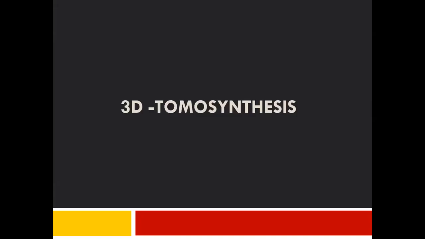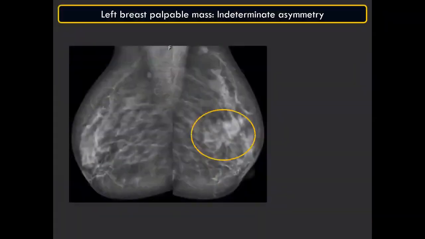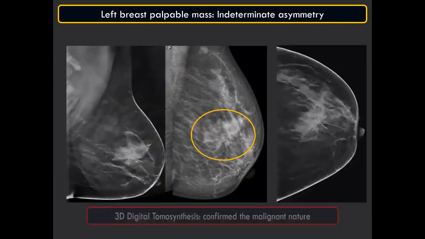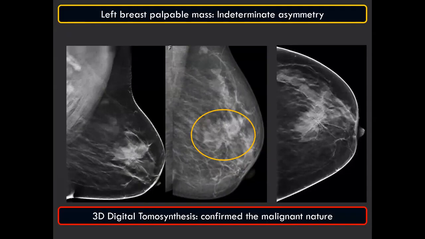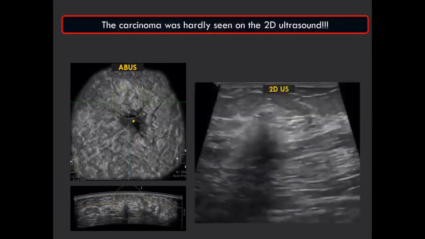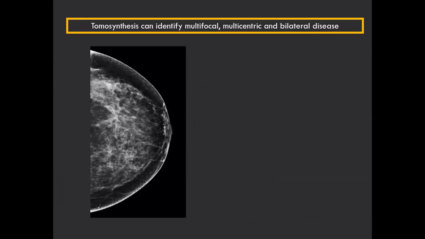I will give you examples of how we use 3D tomosynthesis. For example, this patient, she had a palpable mass. She had an indeterminate asymmetry seen on the mammogram corresponding to this left breast palpable mass. See the difference of what we see on the mammogram and on the 3D tomosynthesis. On the tomosynthesis, we can now say that we have a speculated mass lesion and that this lesion is malignant. This was the automated breast ultrasound of the same patient, and there was an underlying area of parenchymal distortion, which was hardly seen on the 2D ultrasound.